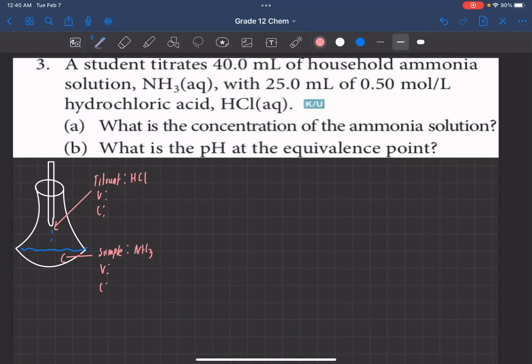Okay, so we're going to be going over three questions, all of which the Nelson grade 12 chemistry textbook gets wrong as their final solutions at the back of the book.